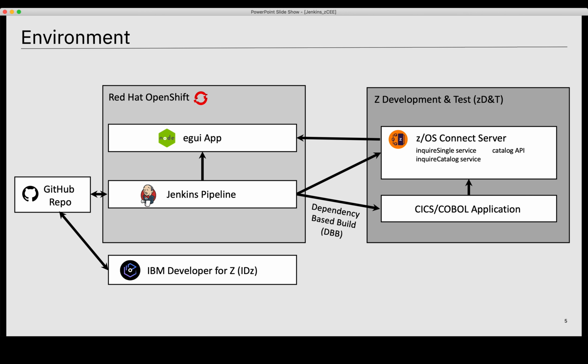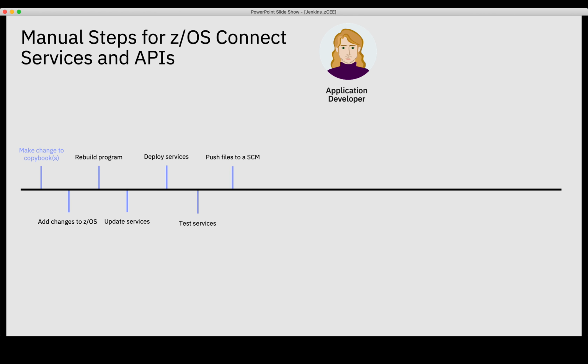All right, so let's take a look back at all the steps needed to recreate, redeploy, and retest that service. On this timeline, the light blue shows what we had to do manually, and the black shows what we automated in Jenkins. So all we had to do was make the copybook change and push those changes to GitHub. Then Jenkins saw that someone pushed new code up to the GitHub repo, so it started up the pipeline and finished the rest of the steps to update the z/OS Connect service.